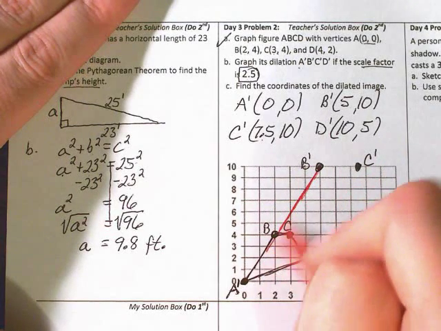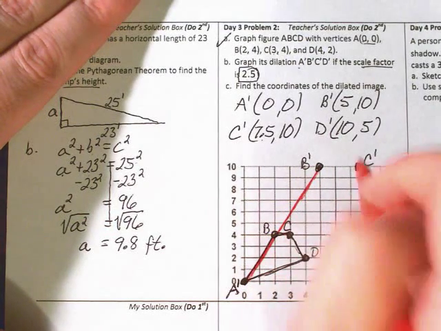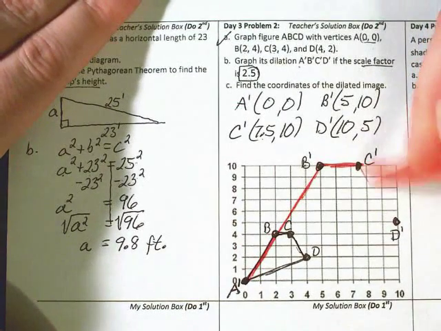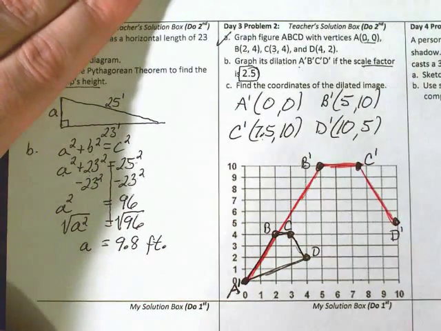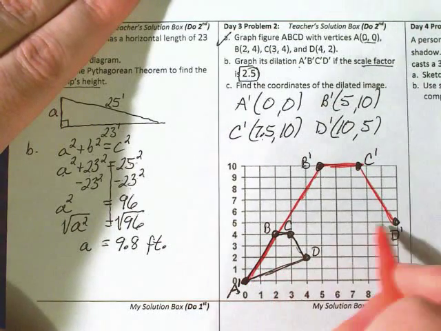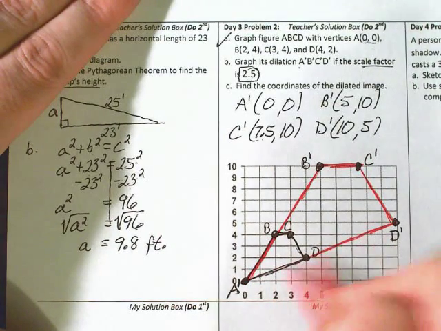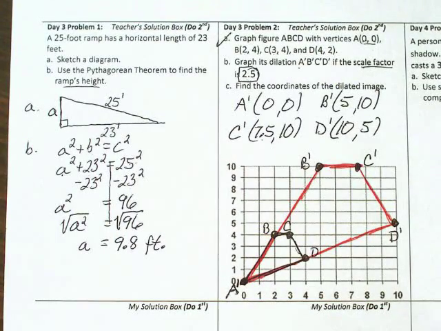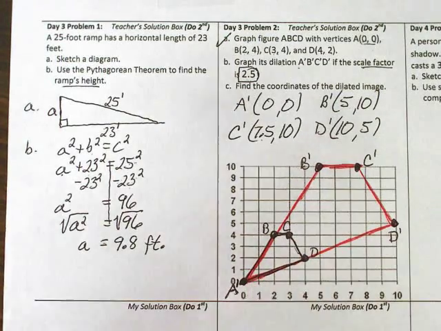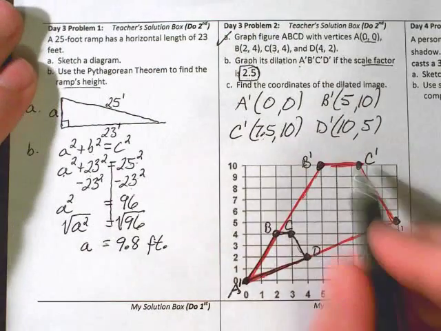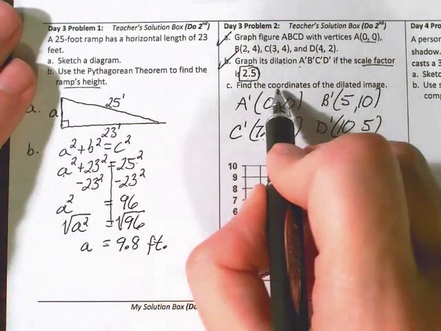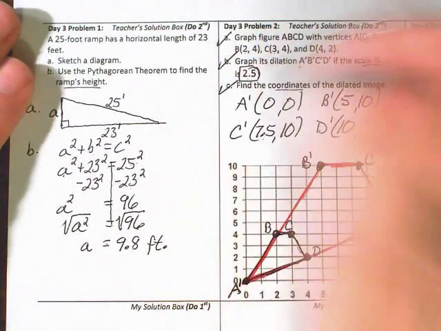So connecting point B prime to A prime and connecting B prime to C prime, connecting C prime to D prime, and finally A prime to D prime. The red four-sided shape is a larger version of the original shape that was drawn with the black ink. The drawing itself is part A, and then these ordered pairs are the coordinates, that's part C.